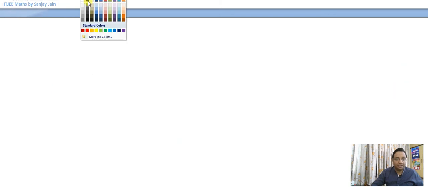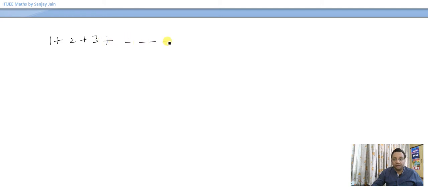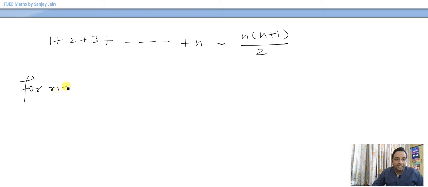Let me write this once again. The statement is 1 plus 2 plus 3 plus and so on up to n, and it is equal to n into n plus 1 by 2. So for n equal to 1, let us consider this equal to Pn.